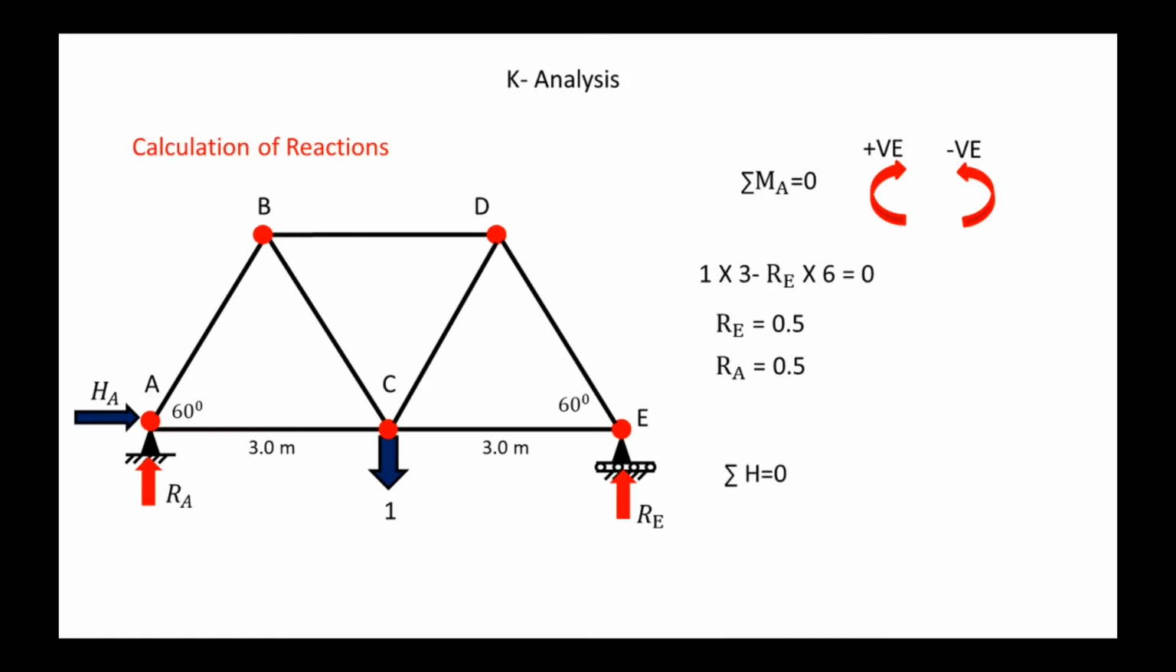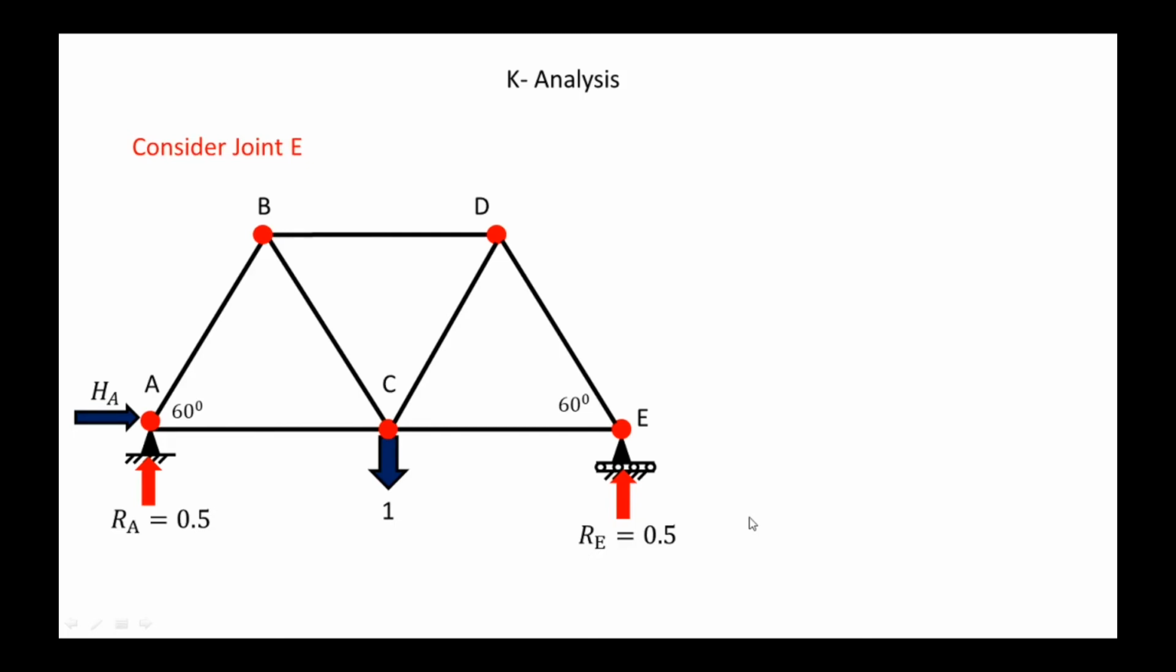Now apply the sigma Fh condition here. So we know here HA is equal to 0 because there is no horizontal force in this frame. That is why here HA becomes 0. Then again by using the method of joints, we have to find the member forces due to this virtual unit load at the joint C.